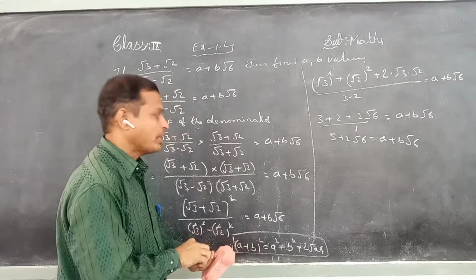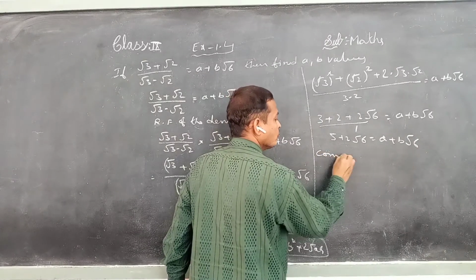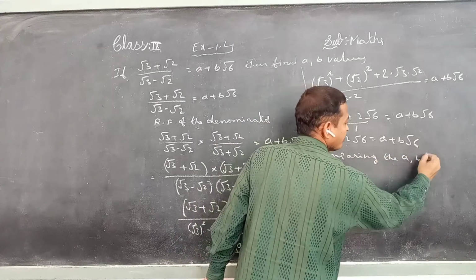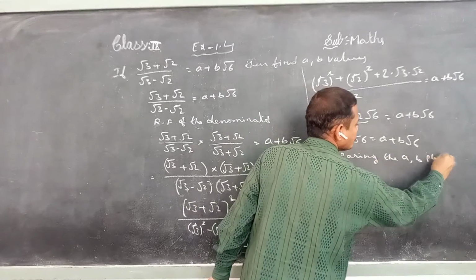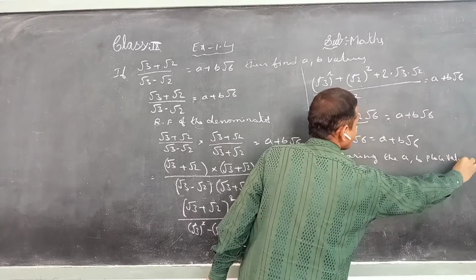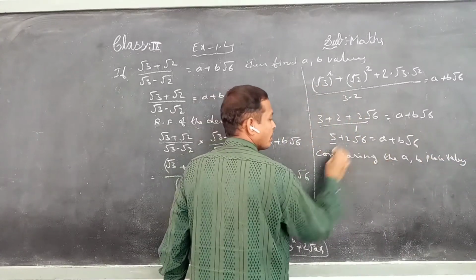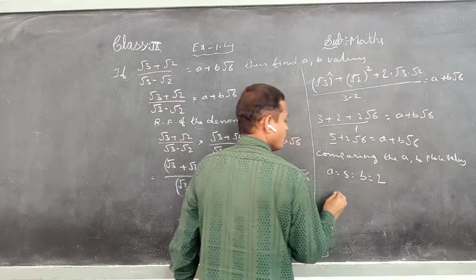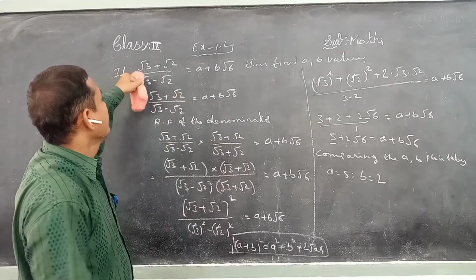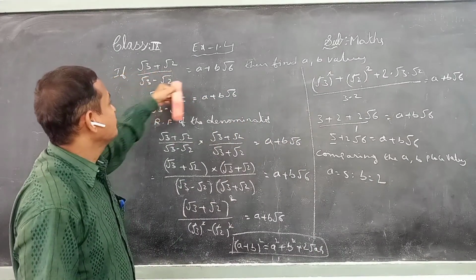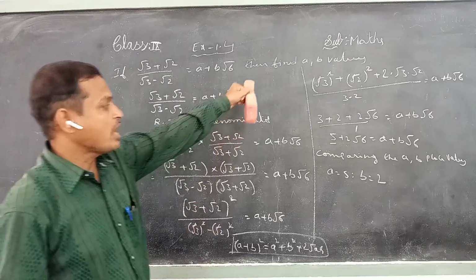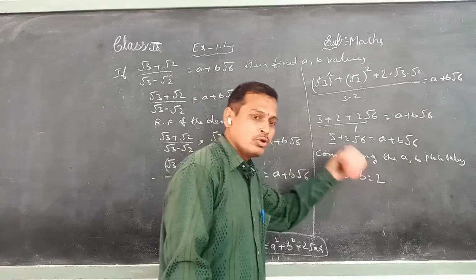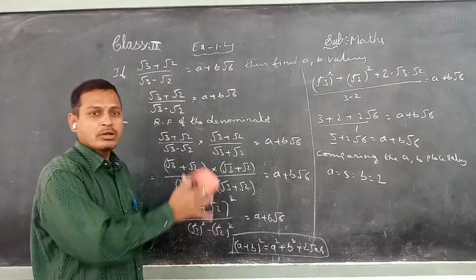So children, comparing the a value and b value, comparing the a and b place values, the a place value is 5 and the b place value is 2. So the given question, if (root 3 plus root 2) by (root 3 minus root 2) is equal to a plus b root 6, then find a and b values. The a value is 5, and the b value is 2. Okay children, thank you. This is a model for the given question. Next.